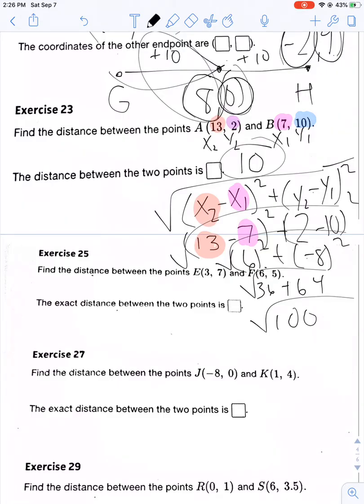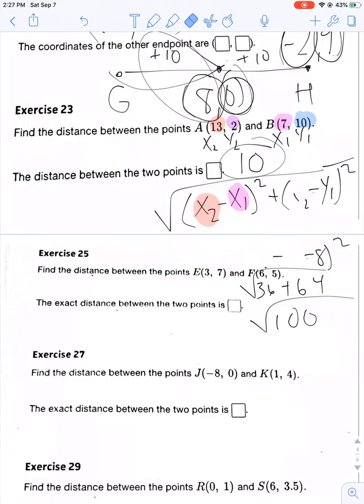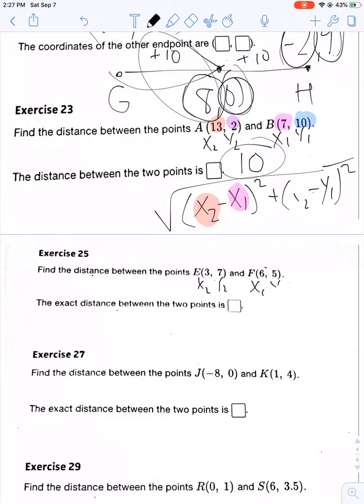Now, when it's asking for the exact distance like we have on number 25, let me erase this and clear some space for us. We'll leave the distance formula; we're going to need that again. Basically, we are trying to figure out the distance again. So let's plug it in. Let's make this x2, y2, x1, y1. Again, I can pick whatever I want. I just usually do that.